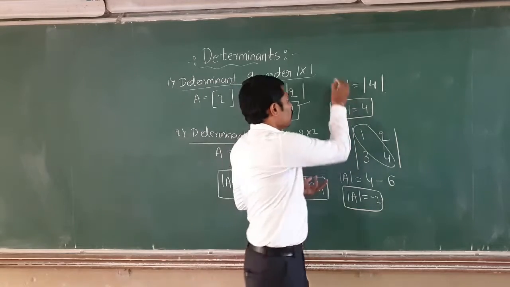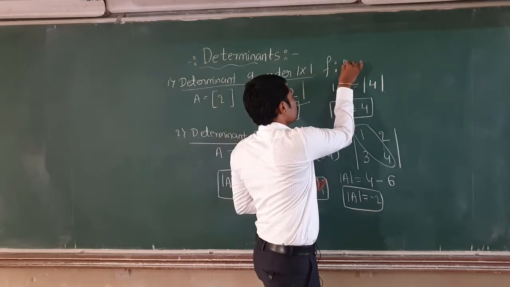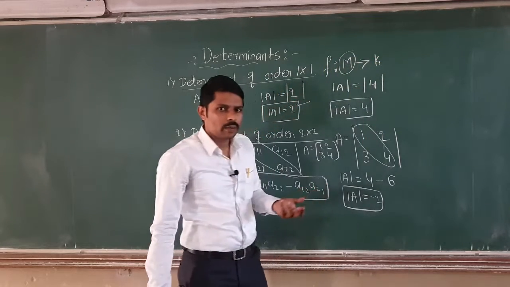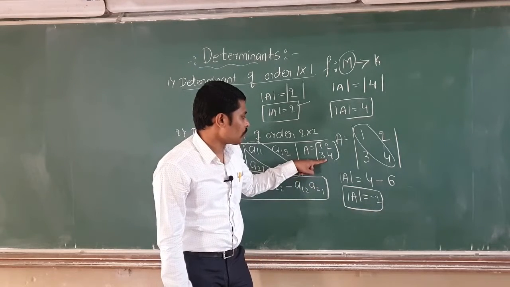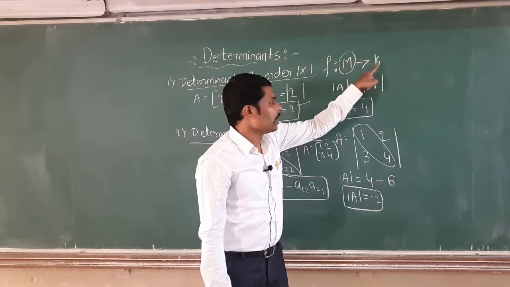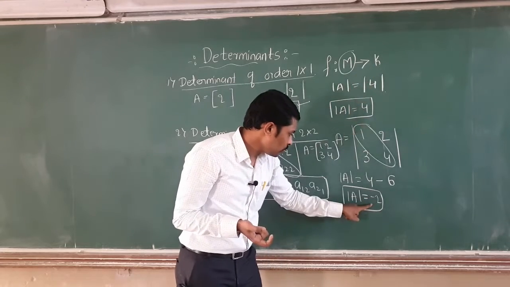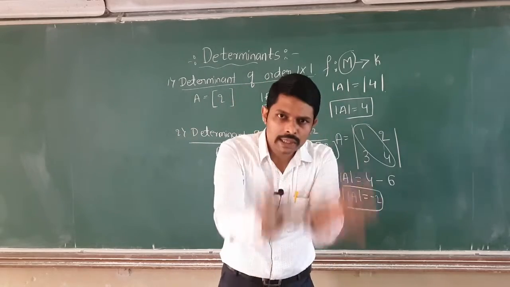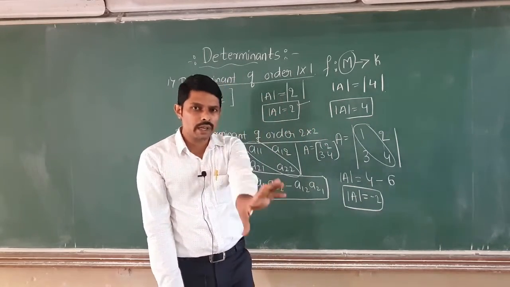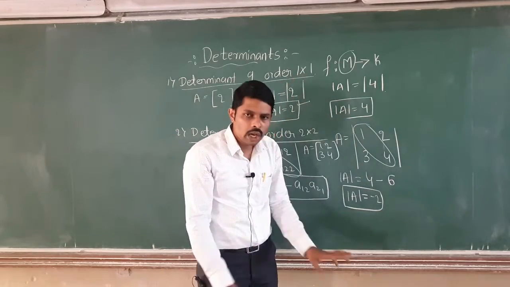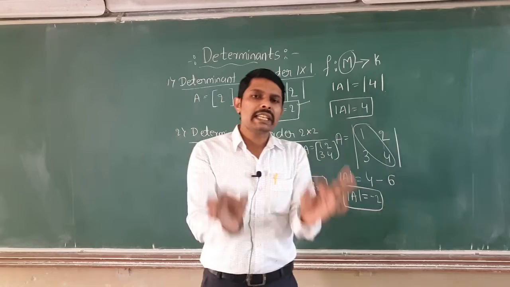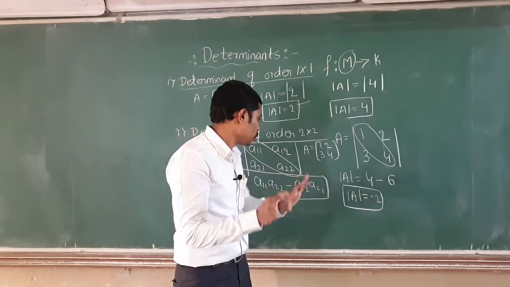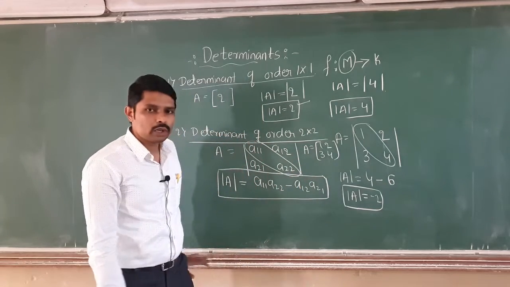Okay. Then I have told you another definition also. Determinant is a function from M to K, where M is the square matrix of order 2 cross 2. See here, I have considered a square matrix of order 2 cross 2. Then output, K means some number. What we got as the output? Minus 2. So, determinant is nothing but for every square matrix, we can associate one number that may be real, that may be complex, or we can associate an expression, that is called the determinant of the square matrix. I hope it is clear how to find determinant of order 2 cross 2.